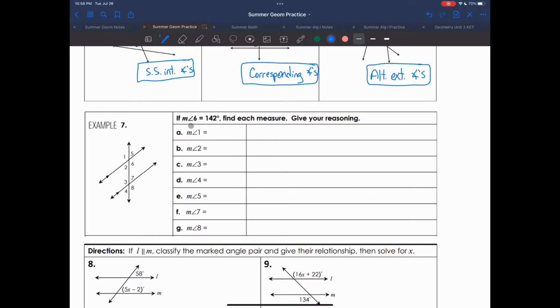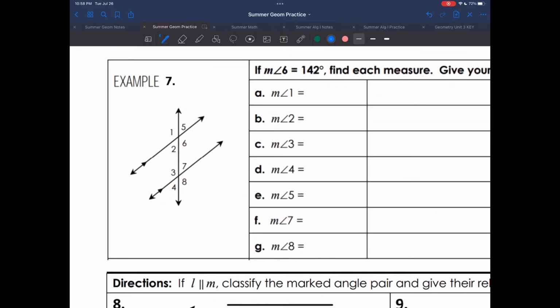Okay, so the measure of angle 6, let's locate that. Angle 6 is right here. That's this guy right there, and they tell us it's 142 degrees. Okay, so based on just that angle, they want you to find every single other angle. This is like way easier than you may realize. And you don't have to go in order here.